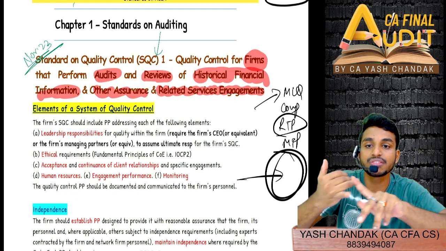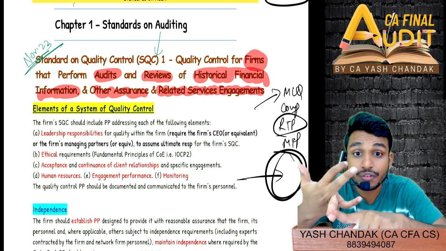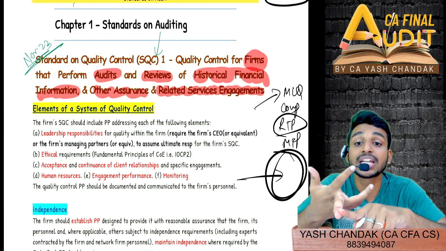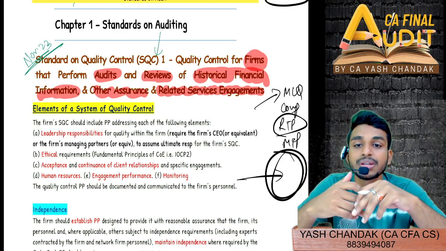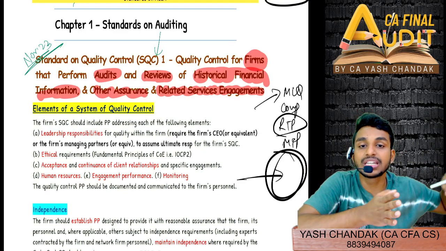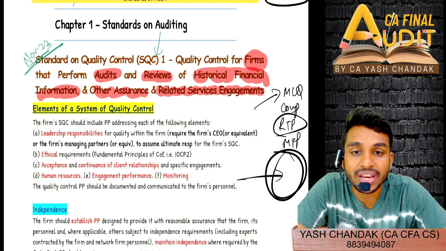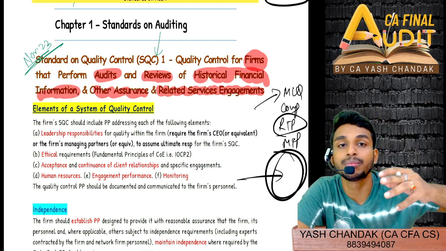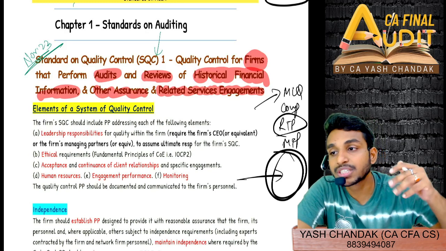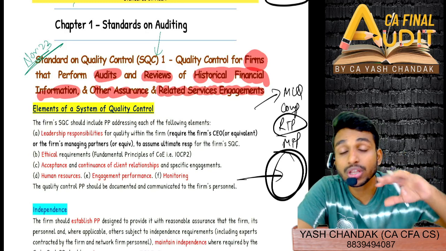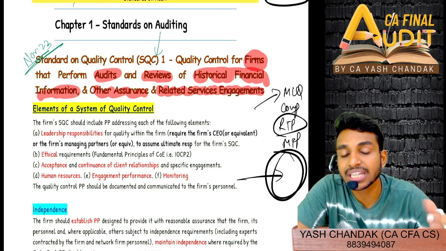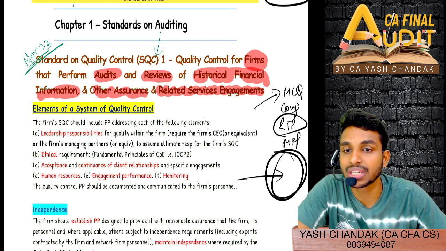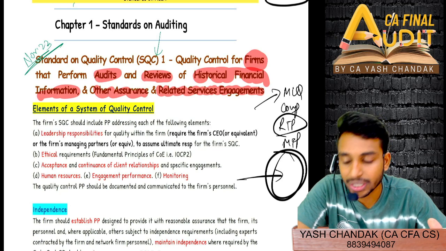So under the assurance services we have what? Auditing services, review of historical financial information, and then other assurance services other than audit and review engagement services. And similarly we have related service engagements as well, SRS. So quality controls for the firm which provides audit, which provides review engagement services on the historical financial information and other assurance and related service engagement. So that is the name of our SQC1. Not that difficult to learn.